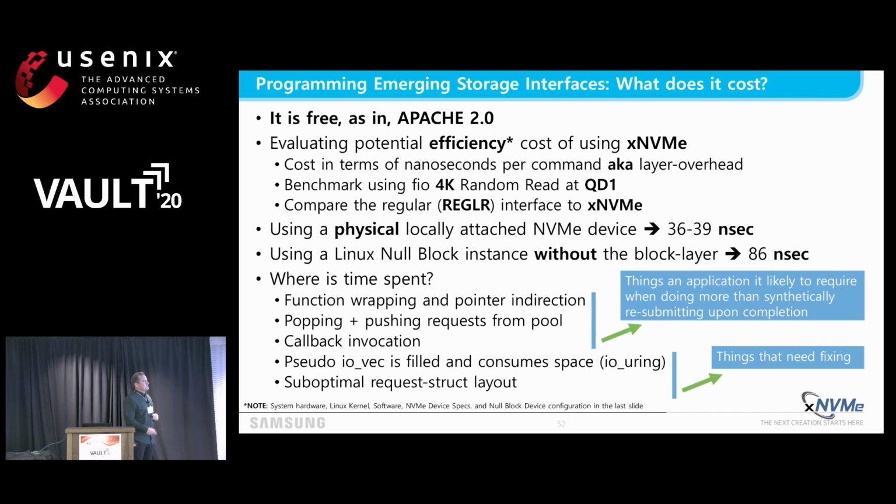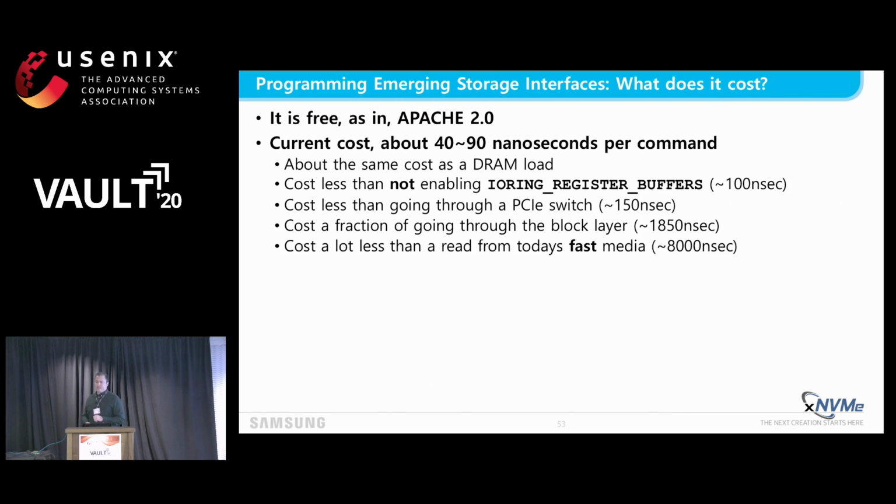So there's some stuff where I think that's overhead that you'll probably have anyway. Now we just show in the ballpark what that stuff costs, and then there's room for improving it. So for around 40 to 90 nanoseconds, what else could you buy with that kind of nanosecond? You could do a DRAM load, and it actually costs less than not enabling io_uring registered buffers. So I mention this because our focus is on making stuff easier to use.